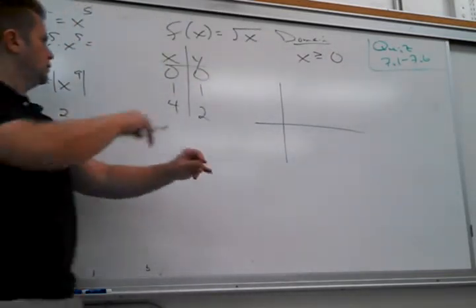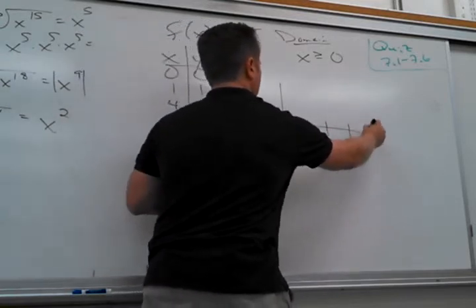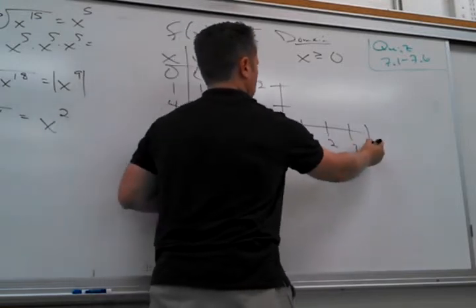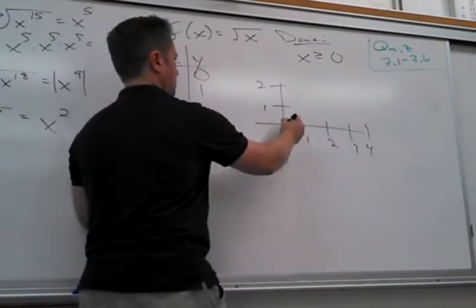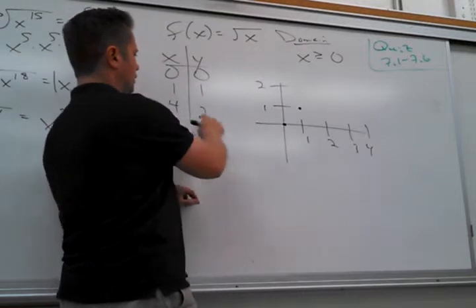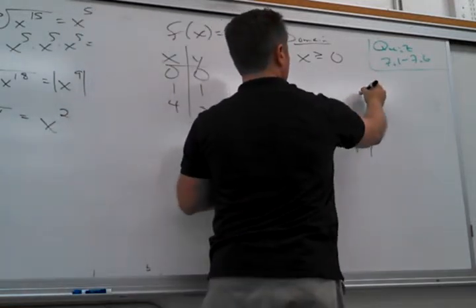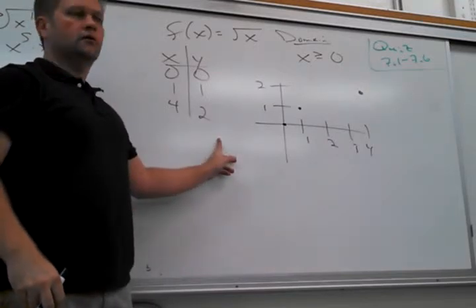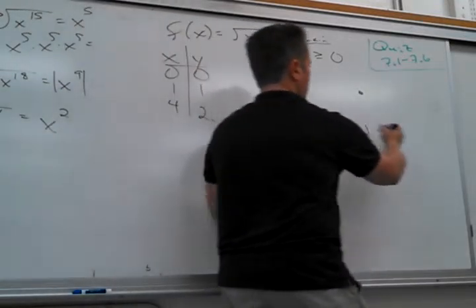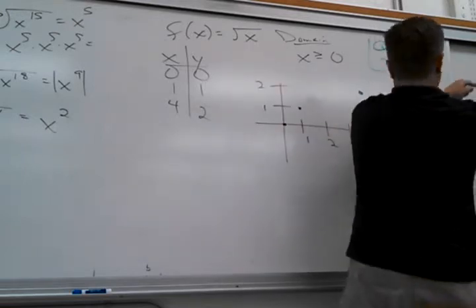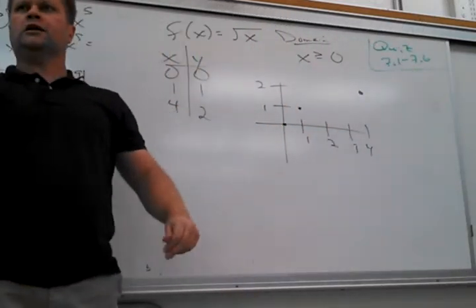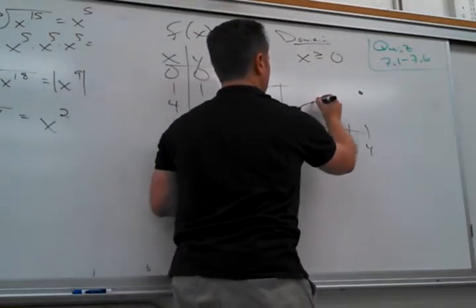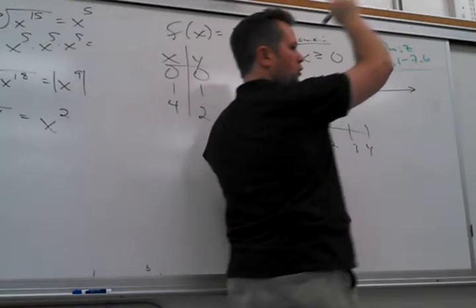So make a good scale. My x's go up to 4. Y's, I can go big. 1, 2. So 0, 0. 1, 1. And then 4, 2. I'm not going to do it, but 9 would be, yeah, square root of 9 is 3. So that would go way out here and it would only go up to here. So this thing is always rising, but it's rising slower and slower. It starts off pretty quickly and then it's slower and slower, but it's always going up.